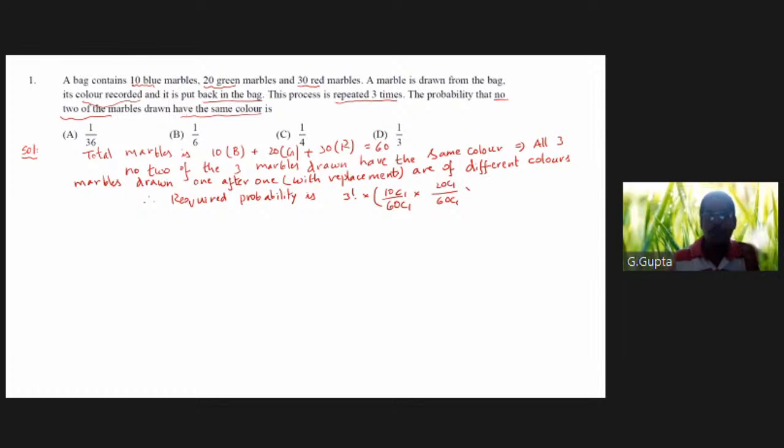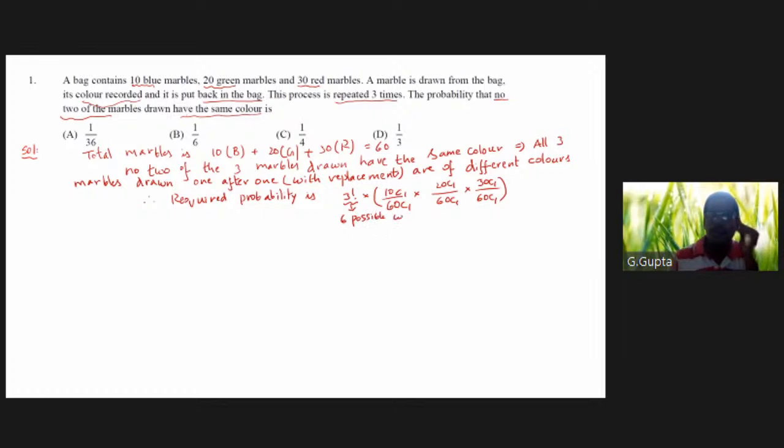Again put back into the bag. There is no change in the bag, the total balls before picking the third time. So 60C1. And the third one is red ball. From 30 red balls can be drawn in 30C1 ways. Why is it 3 factorial? That is, this is 6 possible ways.